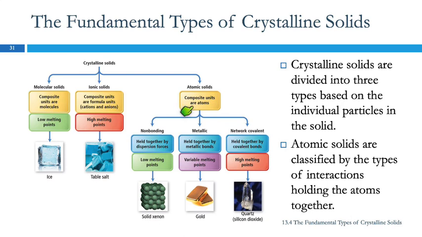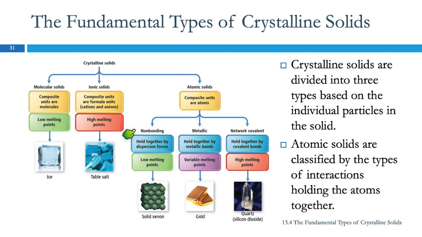And then we have the atomic solids. So here, these are just composed of atoms. And this is actually a much smaller group than the molecular solids or the ionic solids, even though it does have its own 3 subgroups. And those depend on how the atoms are held together.